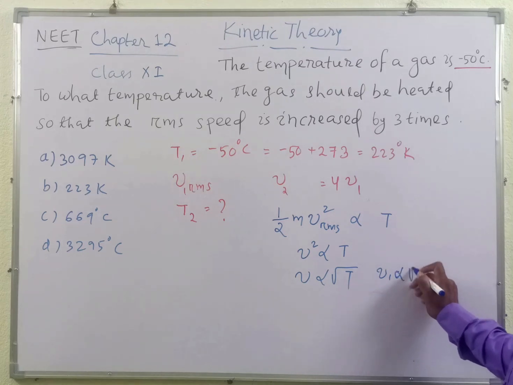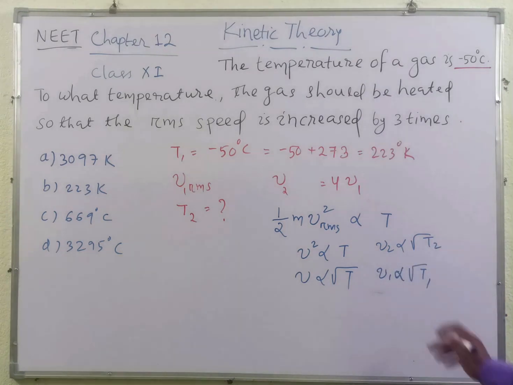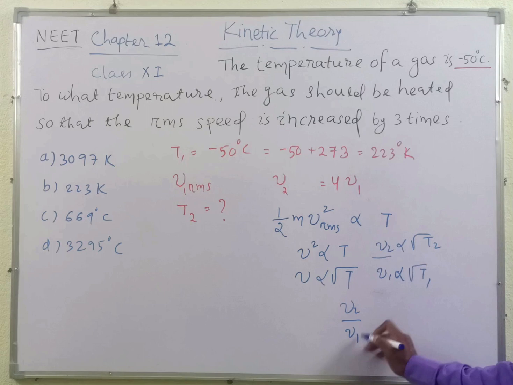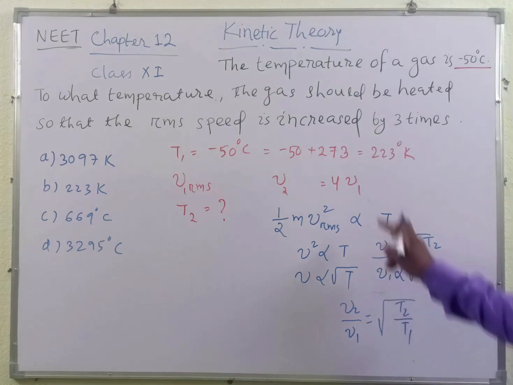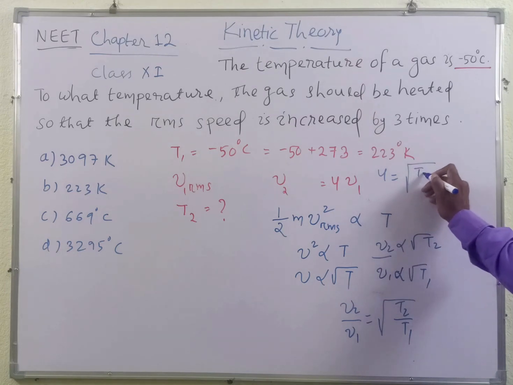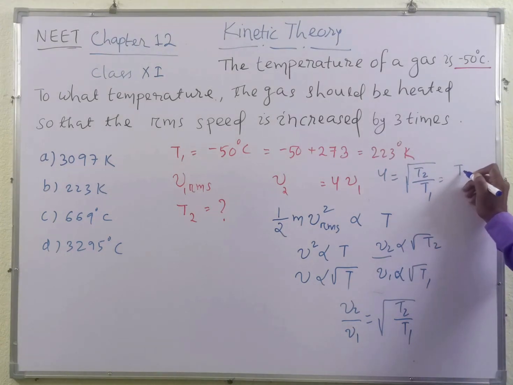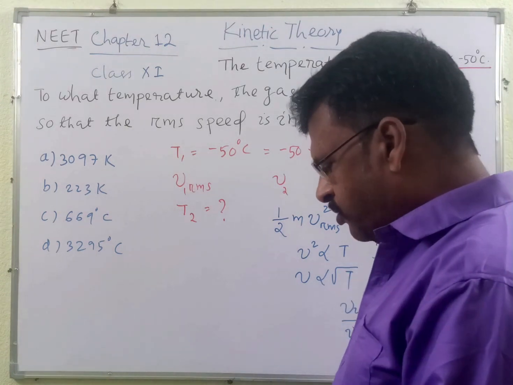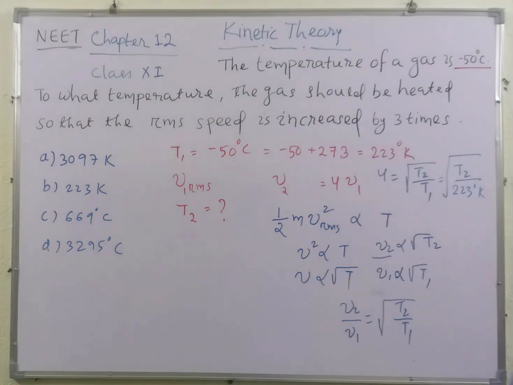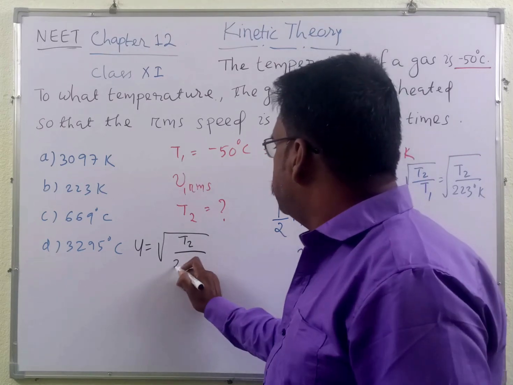So, students, V1 will be directly proportional to root T1, and V2 will be directly proportional to root T2. So what will V2 by V1 be? V2 by V1 will be equal to root over T2 by T1. And what is V2 by V1 from the earlier equation? V2 by V1 is equal to 4. So 4 is equal to root over T2 by T1, and T1 is given as 223 degrees Kelvin. So we got 4 is equal to root over T2 by 223 degrees Kelvin.